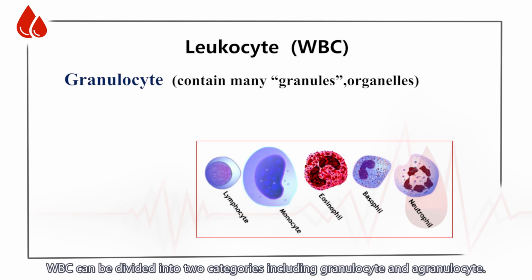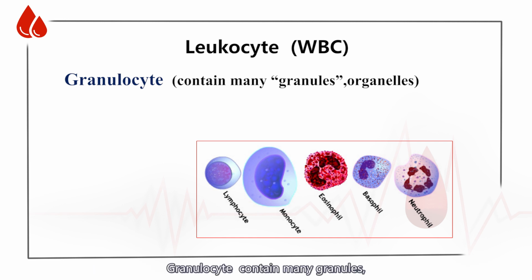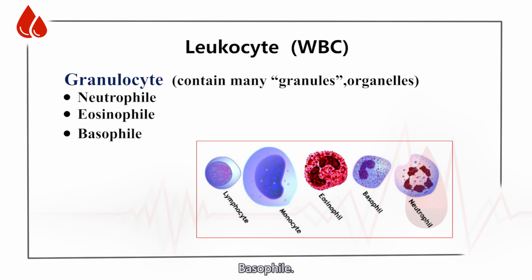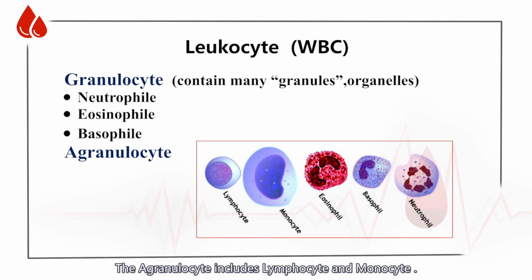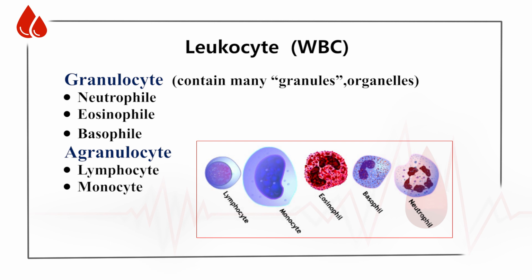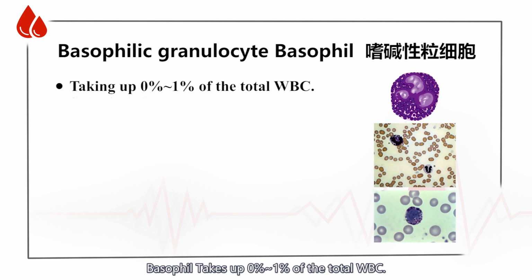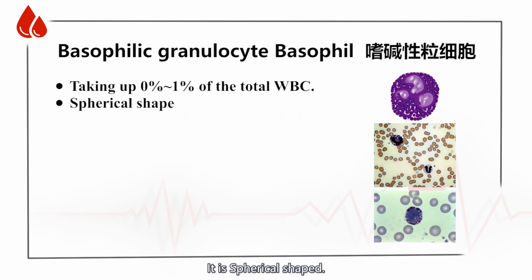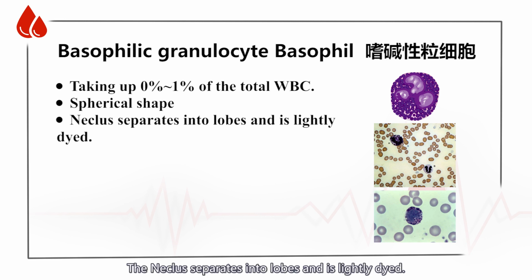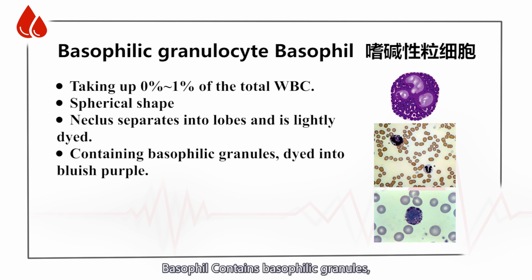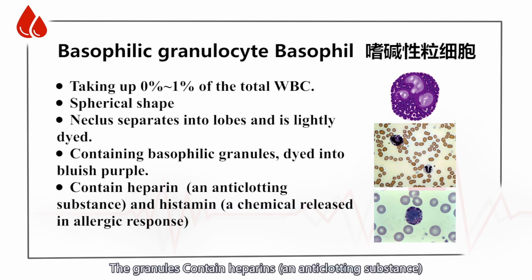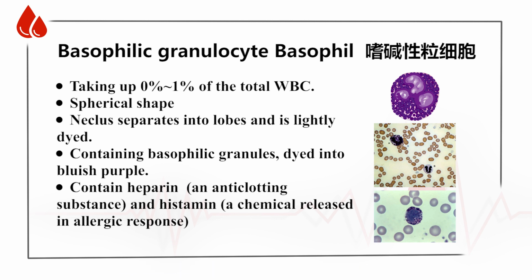WBC can be divided into two categories, including granulocyte and agranulocyte. Granulocytes contain many granules, including neutrophil, eosinophil, and basophil. The agranulocytes include lymphocyte and monocyte. Basophil takes up 0 to 1% of total WBC. It is spherical-shaped. The nucleus separates into lobules and is lightly dyed. Basophil contains basophilic granules and is dyed bluish purple. The granules contain heparin and histamine.